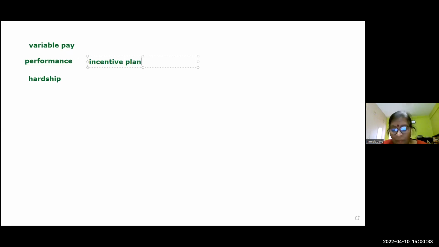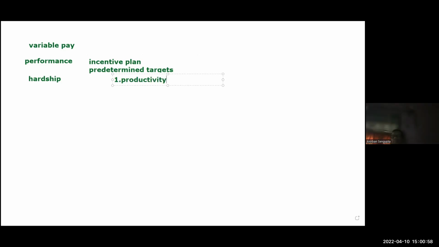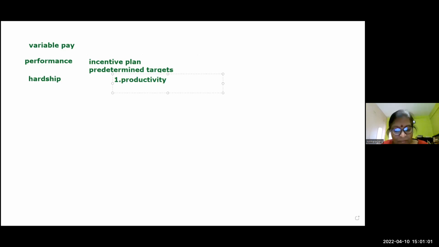So when you talk about an incentive plan, what will it have? It will have predetermined targets. Yes, you're absolutely right. Predetermined targets. Now, these targets could be, for example, in terms of productivity, right? What else? Sales volume. Sales targets could be in terms of revenue generation. Revenue generation related targets. Absolutely. Can I say productivity? Okay, I'll put revenue there.